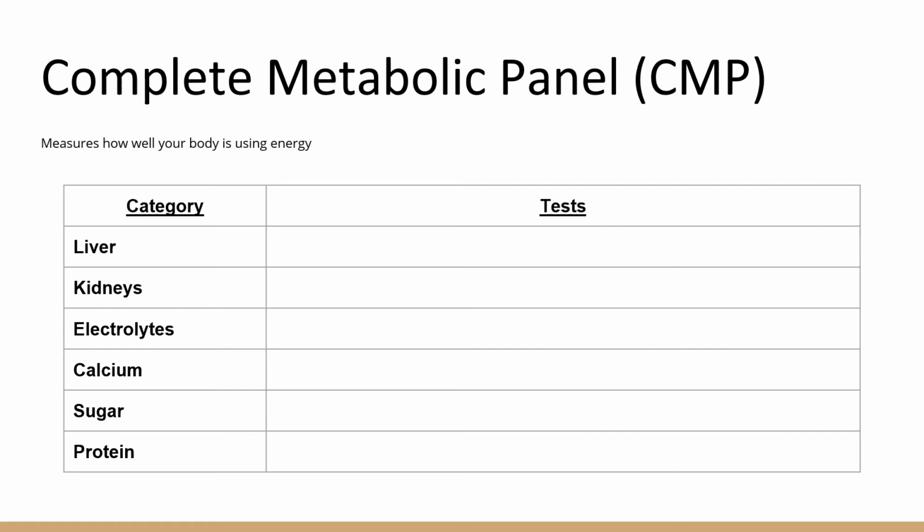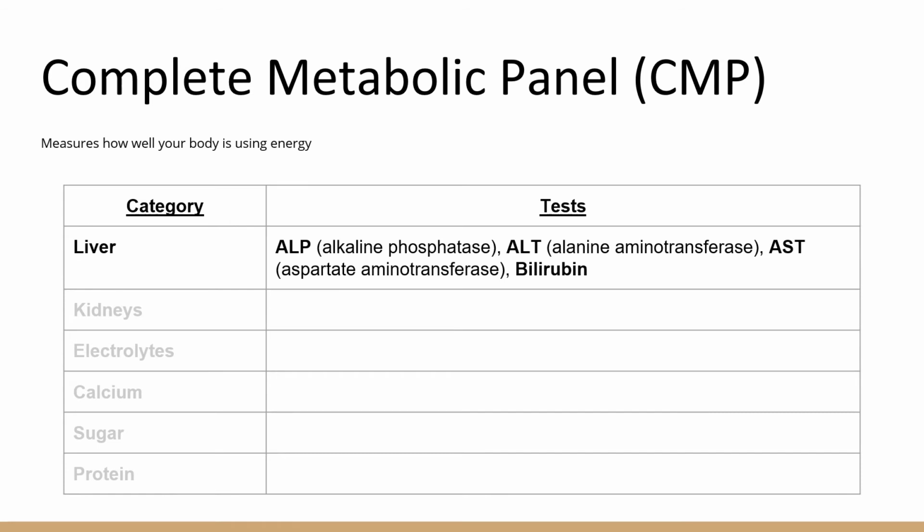A complete metabolic panel, or a CMP, is a test done to measure how well your body is using energy. A CMP will measure the health of your liver and kidneys. It will also measure the levels of your electrolytes, calcium, sugar, and protein. The tests for the liver are alkaline phosphatase, or ALP, alanine aminotransferase, or ALT, and bilirubin. Your doctor will use these tests to assess the health of your liver.